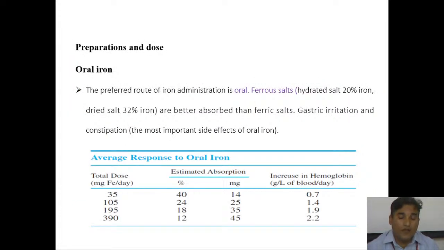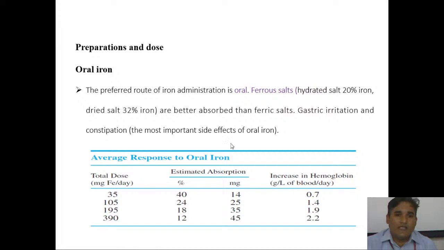Now comes the different formulations. Oral iron: the preferred route of iron administration is oral, and among oral preparations ferrous salts are better absorbed than ferric salts. Ferrous salt may be available in hydrated form or dried salt. In hydrated form the iron content is about 20%, and in dried, non-hydrated form the iron content is greater, about 32%.